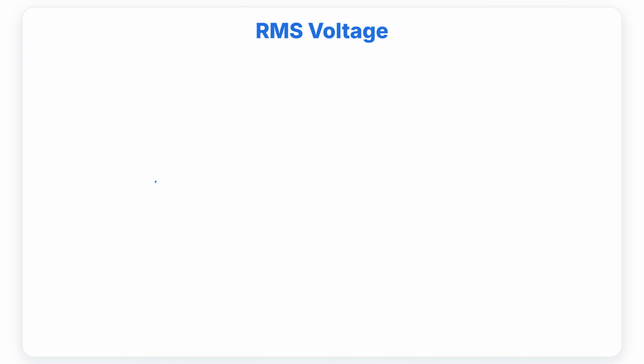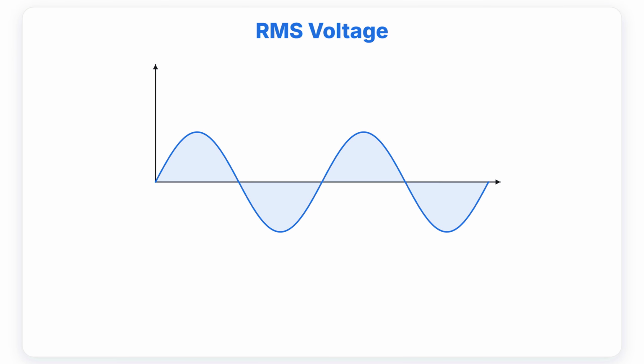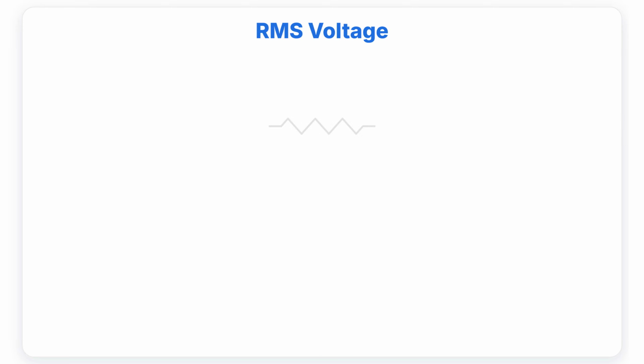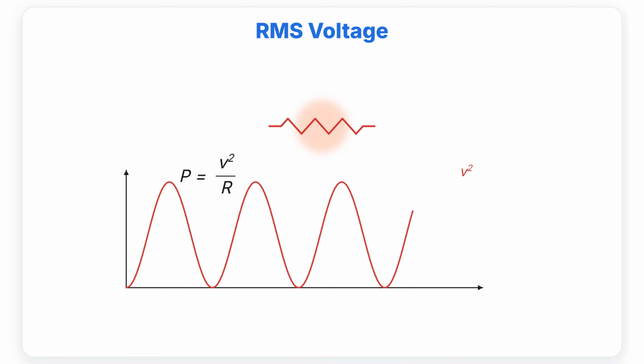First, why not just average the wave? Over one cycle, it is positive as much as it is negative. The average comes out to 0. That tells us nothing. But a heater still gets hot on AC, because heat does not care about direction. The power in a resistor follows voltage squared, and a square is always positive.